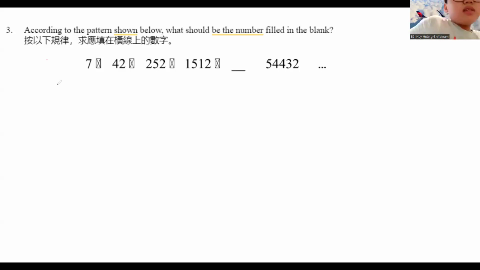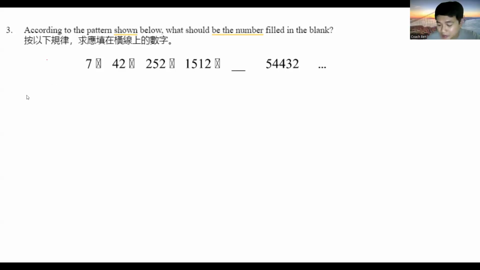First, I see that 7 multiplied by 6 equals 42. Then it multiplies by 6 to get the next number. Then I take the number 1512 and multiply it by 6, and I got 9072. Okay, very good. Thank you for your answer.